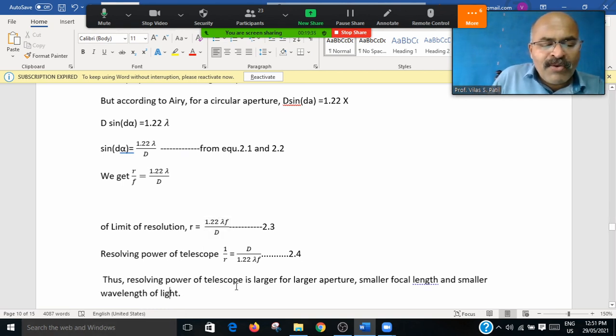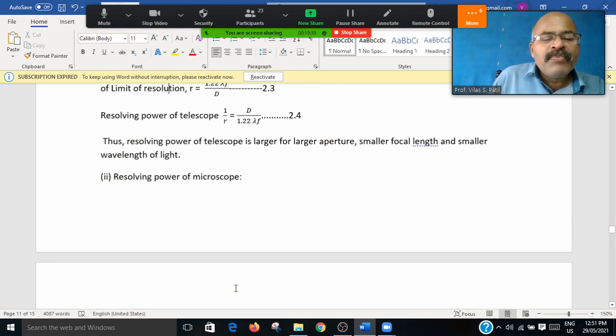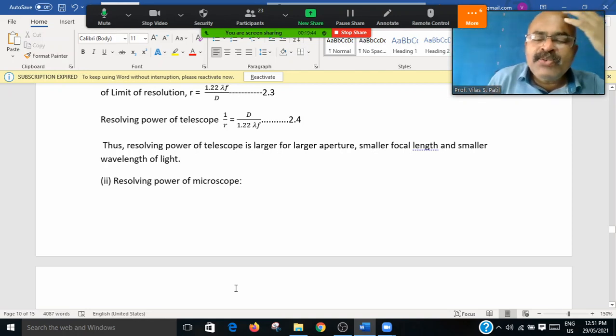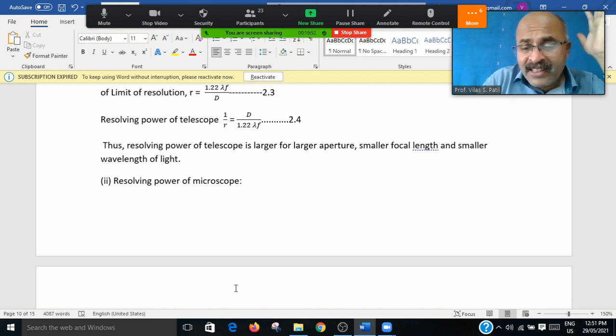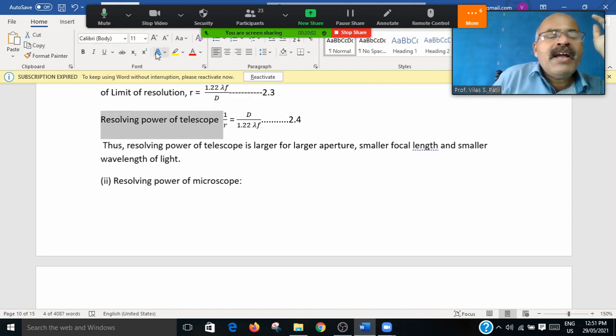The resolving power of the telescope increases with a larger aperture, and with a smaller focal length and a smaller wavelength of the light. This is the resolving power of the telescope that we have obtained.